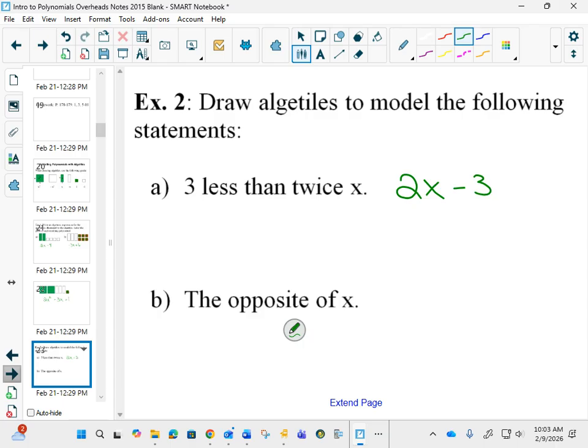Can you draw the Algetiles? Shade for positive ones, don't shade for negative ones. Opposite. When we use the word opposite in math, we mean a negative.